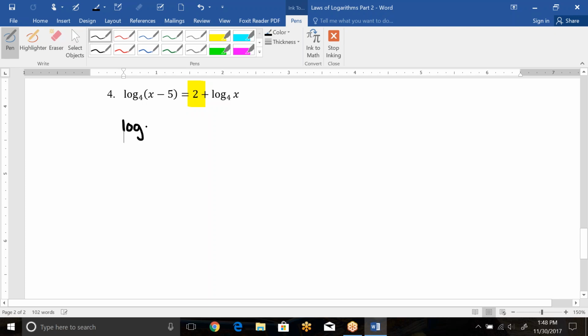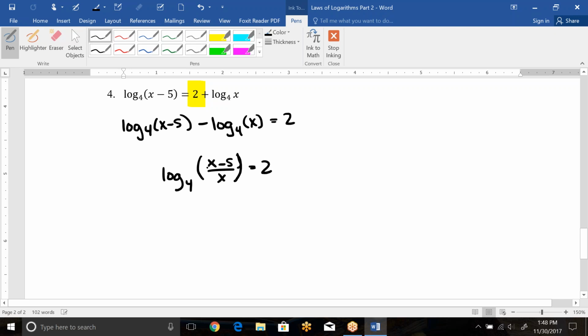So to get that log to move over to the other side, we're going to subtract it over, since it's a positive log on that side. And then since this is subtraction and same base, we'll write this as a division problem. And again, you cannot set this equal to 2 because there's not a log on the right side. You have to do the spiraling technique, which is what I call it, of converting the log to an exponential. So this would be 4 squared equals x minus 5 over x. That's 16 equals x minus 5 over x.